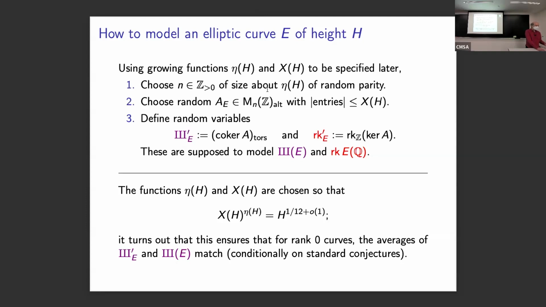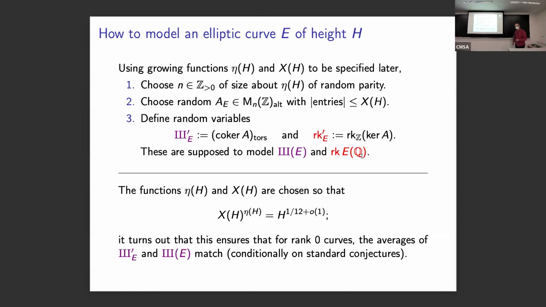Okay, and so once you fix these functions, you have a very specific model. It has nothing to do with elliptic curves. It's just random matrices, but it's predicted that whatever you get out of these random matrices should behave like the rank and Shafarevich-Tate group of elliptic curves.